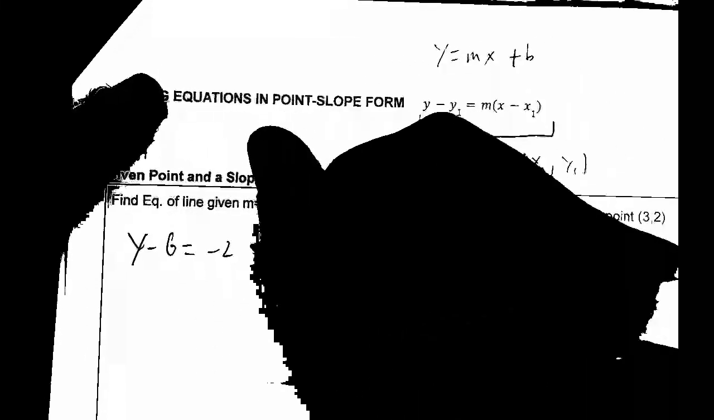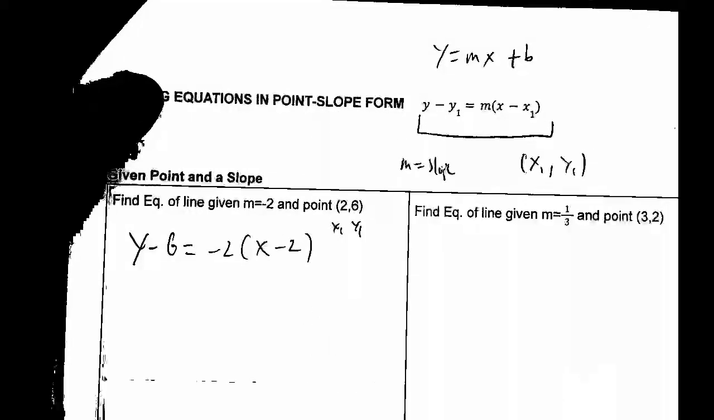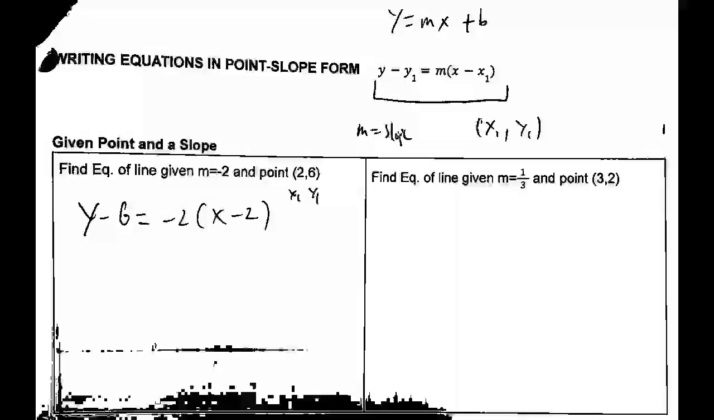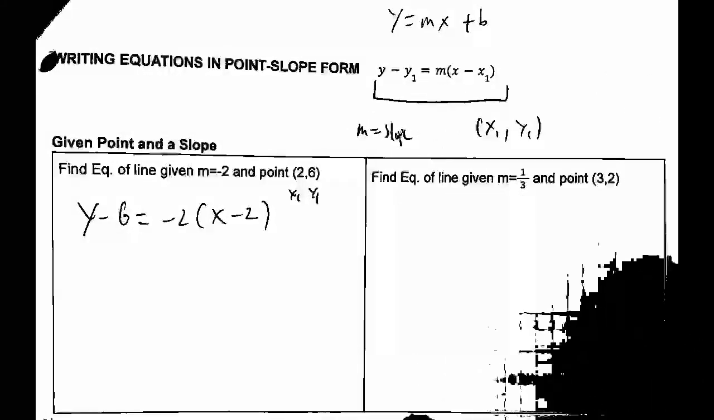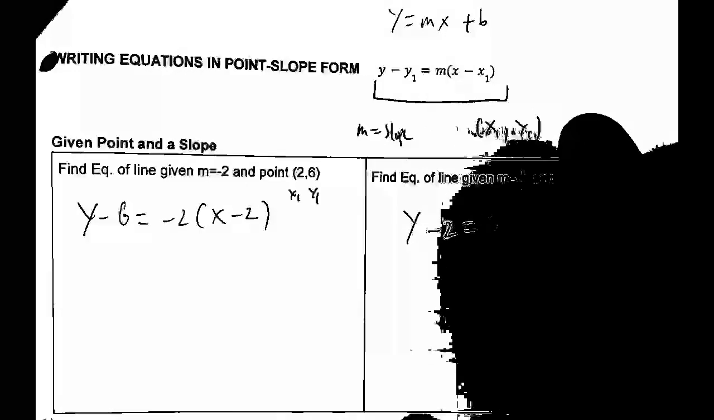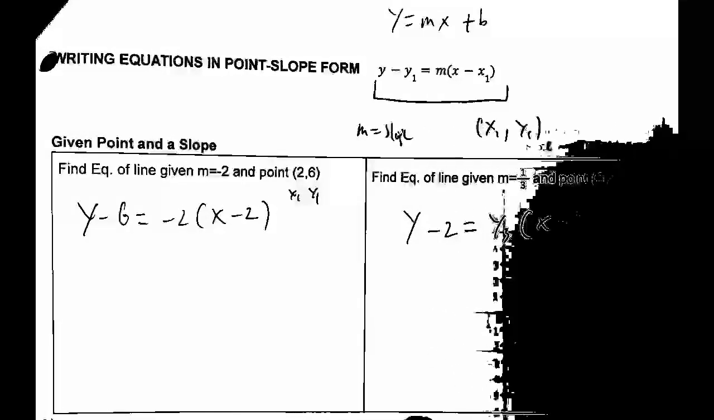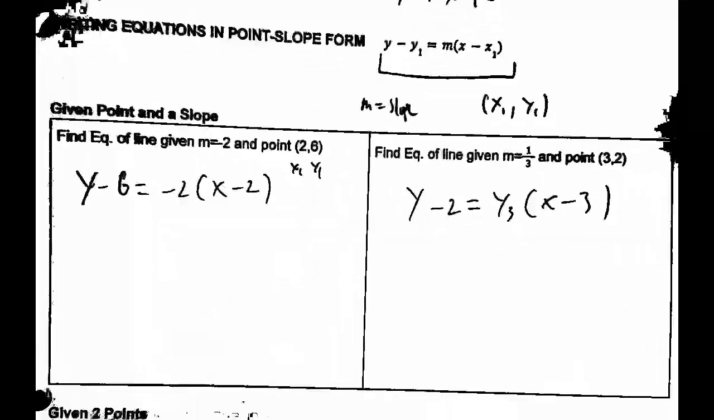So let's plug it in. This is my m, this is my x1, this is my y1. So it's going to be y minus 6 equals -2 times (x minus 2). That's it. Similar here, right? We're given the slope, we're given a point, we can just plug it in. y minus 2 equals 1/3 times (x minus 3). Simple, okay? So have this on your note card, have it ready to use.